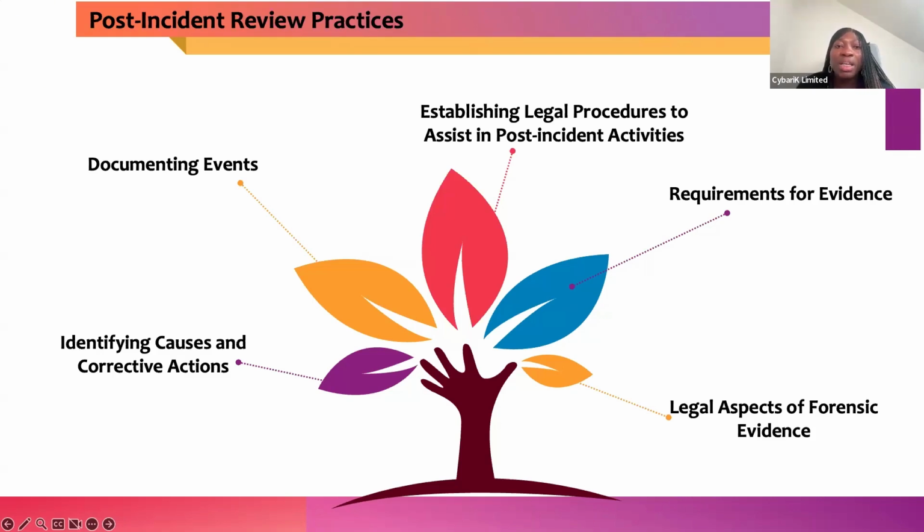It is very, very important. Do not go through the incident response process without thinking about post-incident review. Identify the causes, what are the corrective actions, and sometimes from post-incident review, you can also have a set of recommendations that you can use to improve your process.